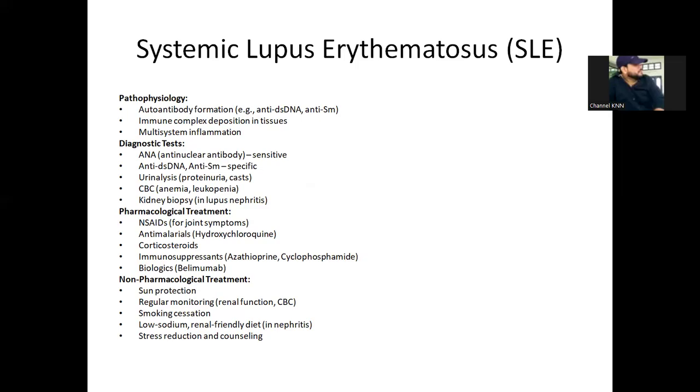Diagnostic tests mainly performed are the anti-nuclear antibody test, and urine analysis is done. CBC, complete blood count, is done for knowing anemia and leukopenia, and kidney biopsies can be done in cases like lupus nephritis. Pharmacological treatment mainly involves NSAIDs for joint pains. Anti-malarials like hydroxychloroquine and corticosteroids can be given. Immunosuppressants like azathioprine and cyclophosphamide can be given, and biologics like belimumab can be given for treating systemic lupus erythematosus.